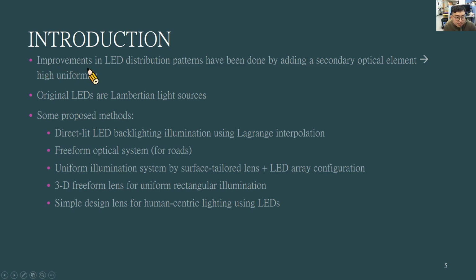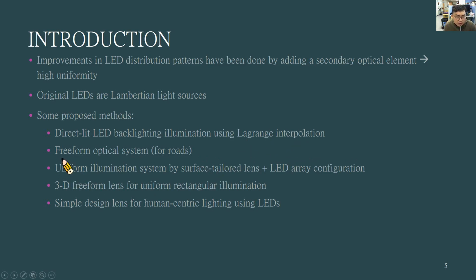We believe that improvements in LED distribution patterns have been made by adding a secondary optical element in order to achieve high uniformity. We already know that original LEDs are considered Lambertian light sources. There are 5 proposed methods so far. The first one is direct-lit LED backlighting illumination using Lagrange interpolation. I don't know how to spell Lagrange, I'm sorry if I spell it wrong.